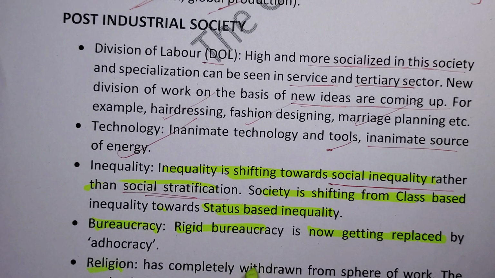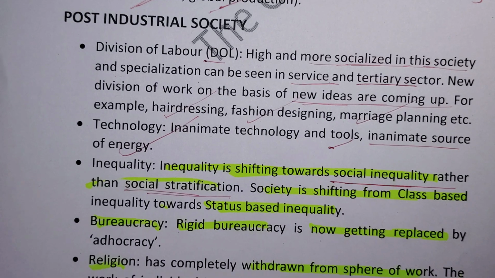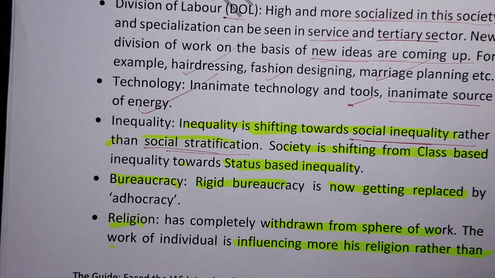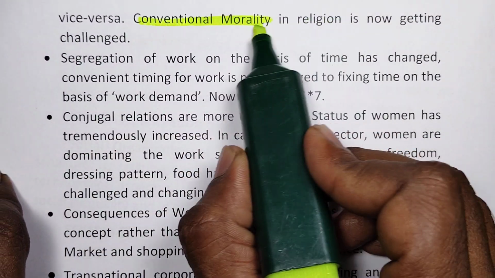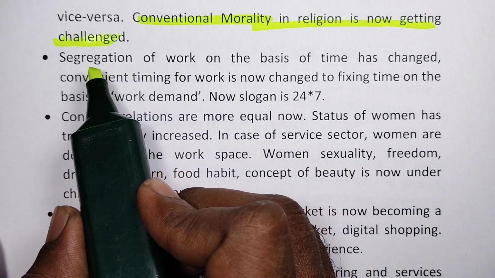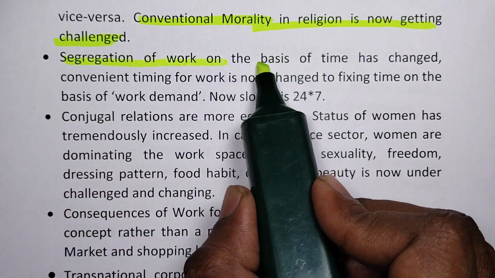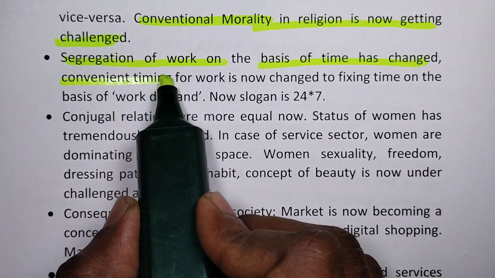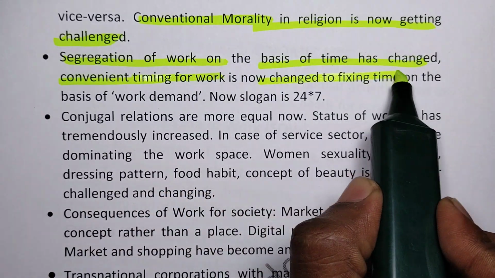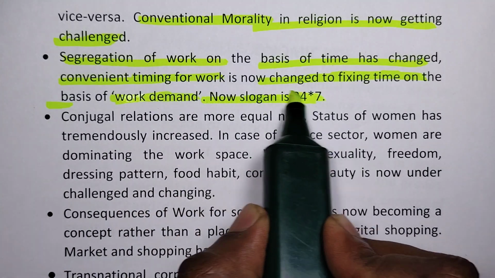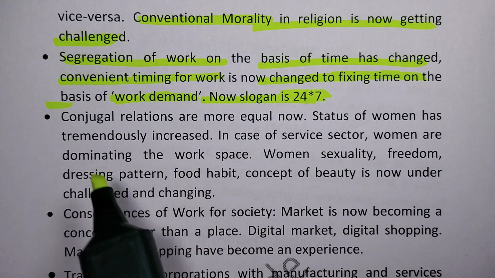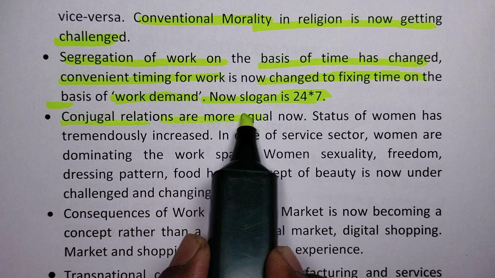Religion has completely withdrawn from the sphere of work. The work of an individual is influencing his religion more rather than vice versa. Conventional morality in religion is now getting challenged. Segregation of work on the basis of time has changed. Convenient timing of work has now changed to fixing time on the basis of work demand. Now the slogan is 24/7. Conjugal relations are more equal now.